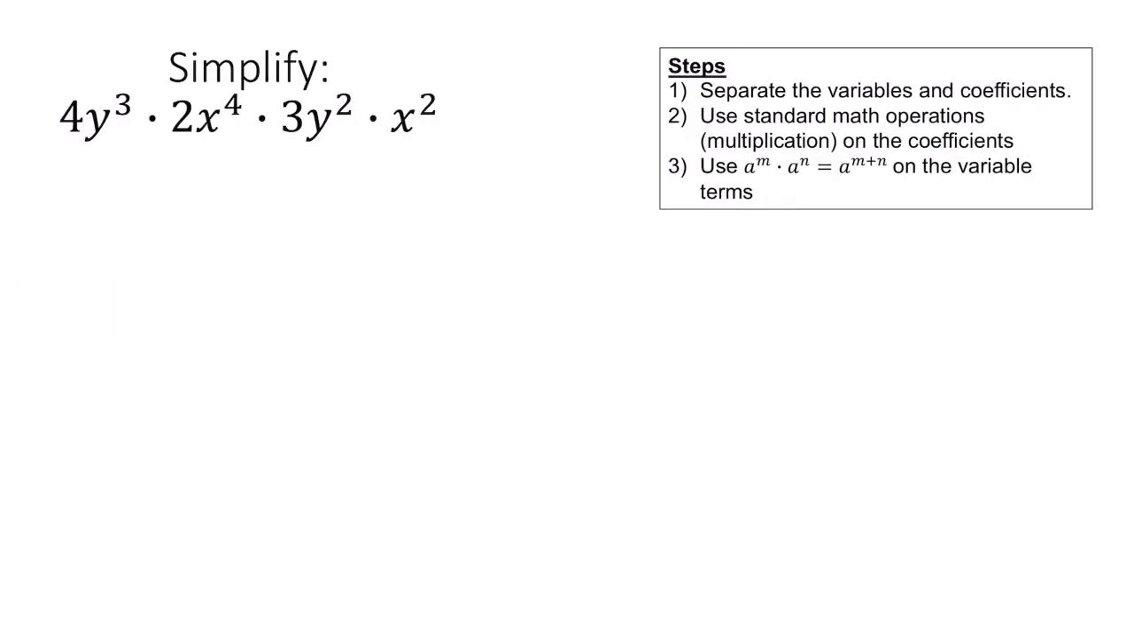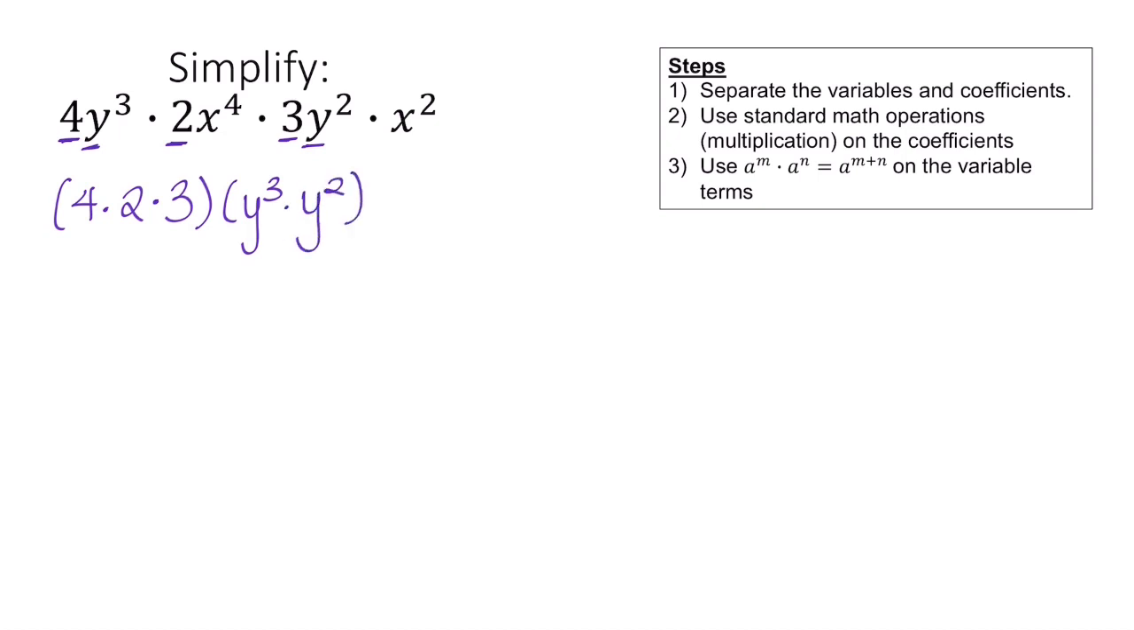So let's try simplifying this problem. The first strategy, whenever we have problems that have coefficients and variable terms with exponents, is to separate the variables and the coefficients. So what that means is I'm going to take all of these coefficients, so we have 4, 2, and 3, and pull those out in front. Okay, so that's going to be 4 times 2 times 3. Then I'm going to combine the terms with the same variable. So I'm going to put the y cubed term with the y squared term.